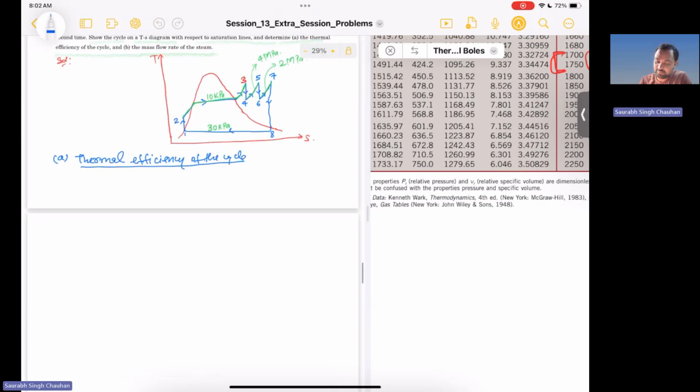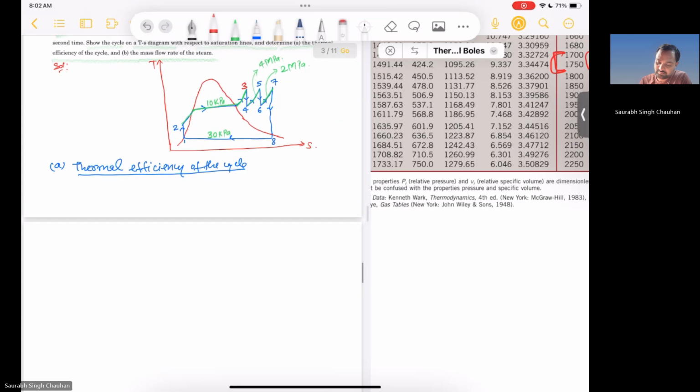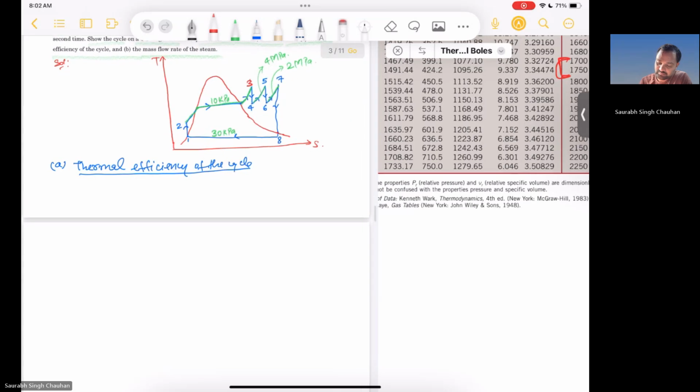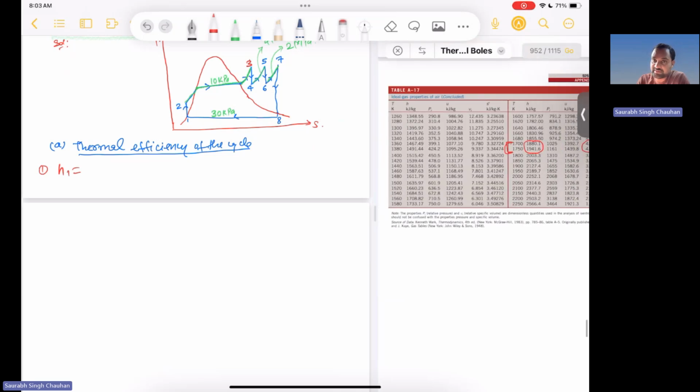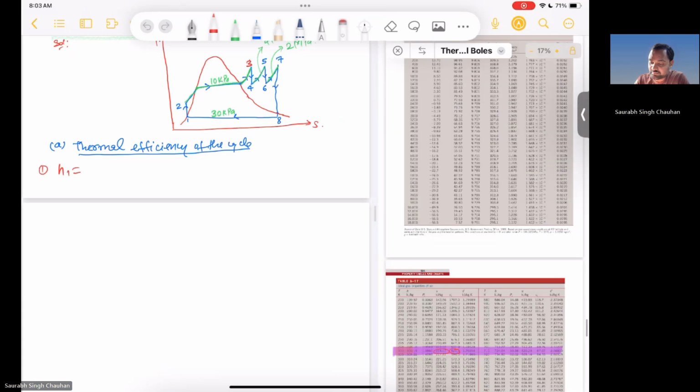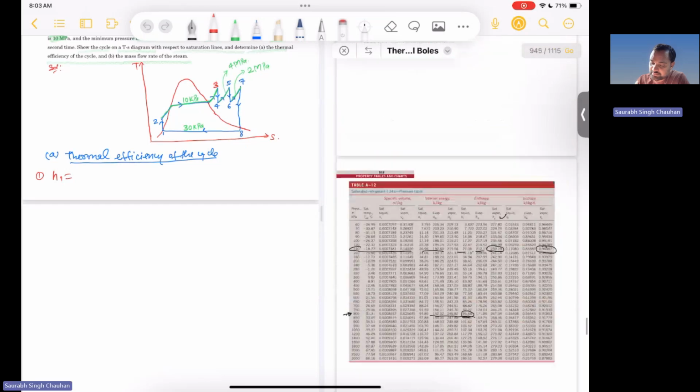So let us start from point 1. Point 1 is at the saturation line. So H1 will be equal to the enthalpy of saturated liquid at this given pressure. Okay, so we will use the saturated steam table.